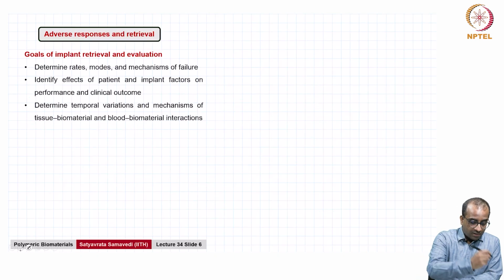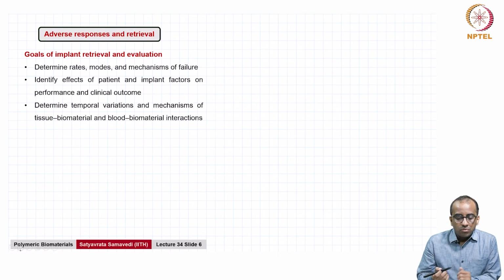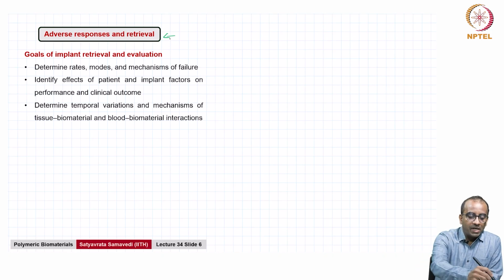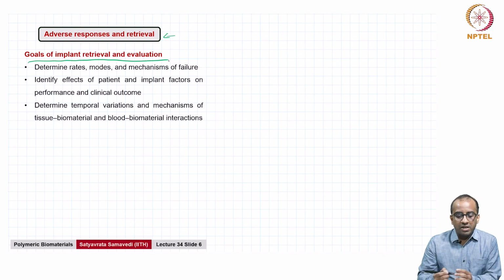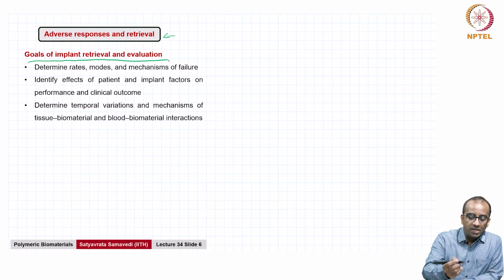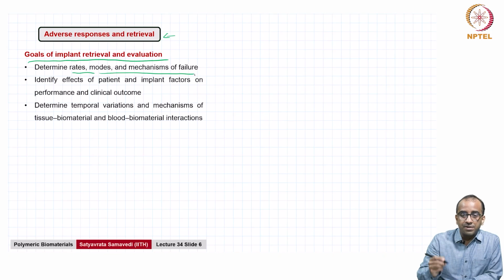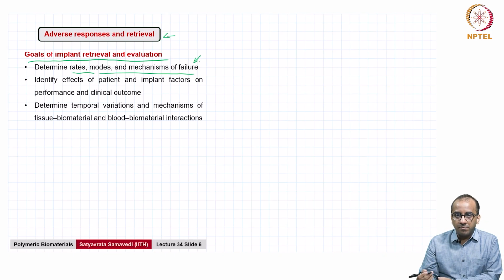So, that leads us to more severe issues that could potentially be noticed with implantation of medical devices. Essentially, we are looking at adverse responses and retrieval. Keeping in mind that the goals of implant retrieval and evaluation are typically to determine the rates, modes and mechanisms of failure. Now, when we say failure here, this does not necessarily mean death. The implant could have failed over time just because it has been around for the porcine heart valve, for example.